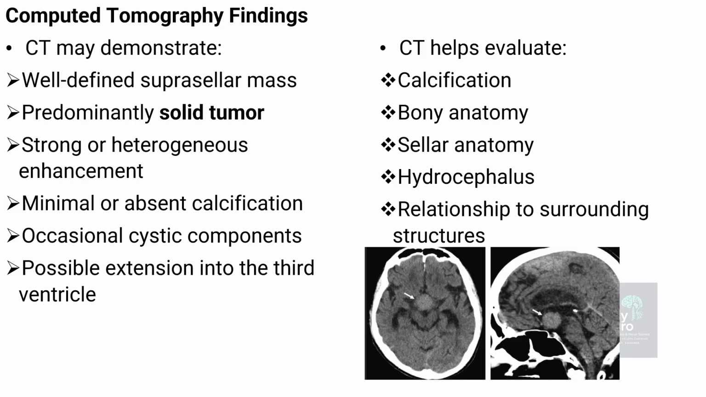On computed tomography, papillary craniopharyngioma typically appears as a predominantly solid suprasellar mass with strong or uneven contrast enhancement. Calcification is usually minimal or absent, although small cystic areas may occur, and larger tumors can extend into the third ventricle. Computed tomography also helps define the sella and surrounding bone, while showing hydrocephalus and the tumor's relationship to nearby structures. This information can support surgical planning.